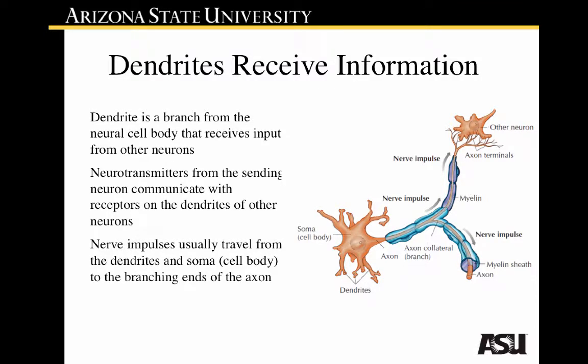The dendrite is the part of the neural cell body that receives input from other neurons. So remember, we showed the axons and the axon terminals. These are the dendrites. The neurotransmitters from the sending neuron communicate with receptors on the dendrites of other neurons. These nerve impulses usually travel from the dendrites and the cell body to the branching ends of the axon.